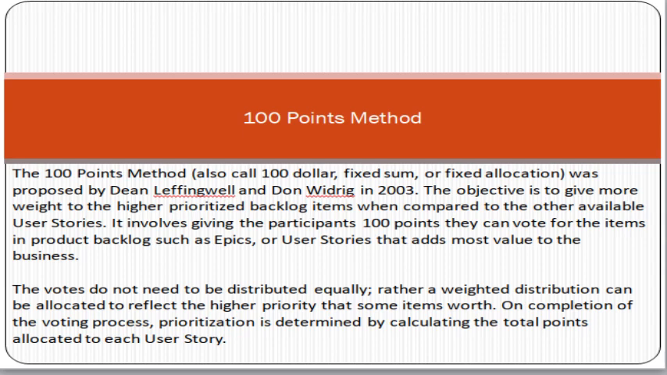On completion of the voting process, prioritization is determined by calculating the total points allocated to each user story. So that means it becomes a democratic way in which you allocate the points to the user stories, and the story that gets the most points from the resources gets the highest priority.